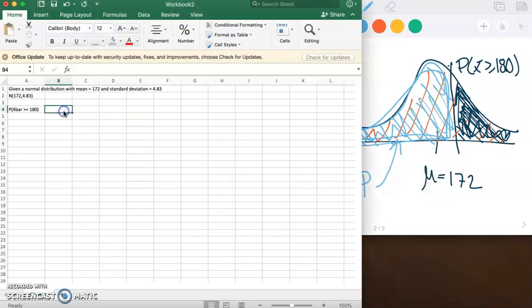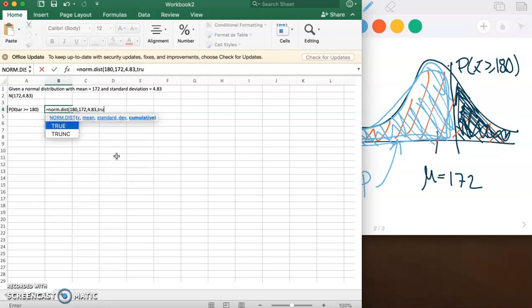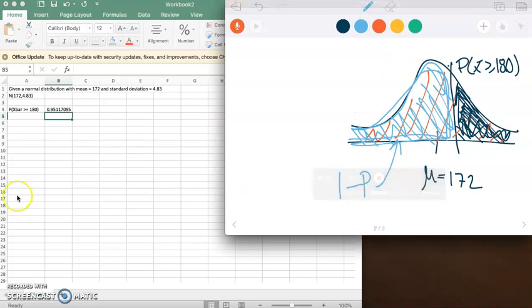So let's go back over here. What we're going to say is equals norm.dist, open paren. I love that it gives you all of the syntax here. So we have X. Our X is given as 180. Our mean is given as 172. Our standard deviation is 4.83. And what we're going to type here is true. Don't worry about that, it's cumulative. We're not going to get into too much detail on that right now. That gives us 0.95. Going back over to our little picture, that means that the probability that X is less than 180 is equal to 0.951.